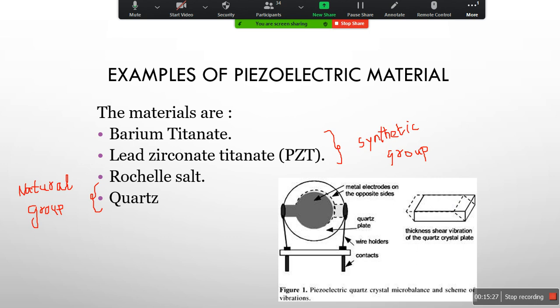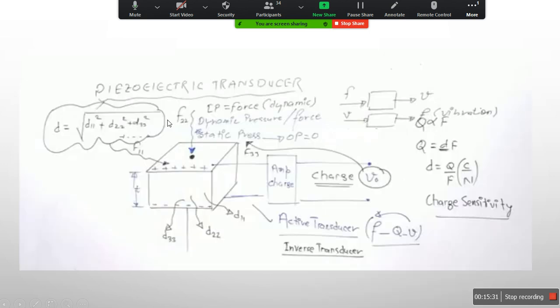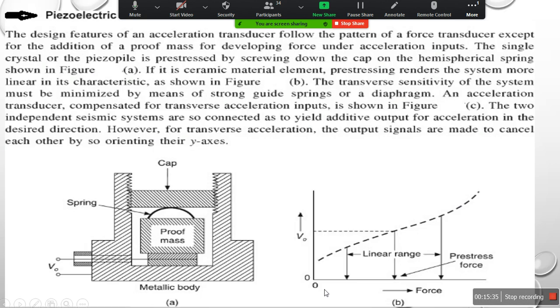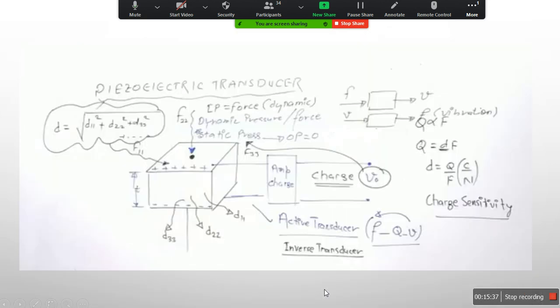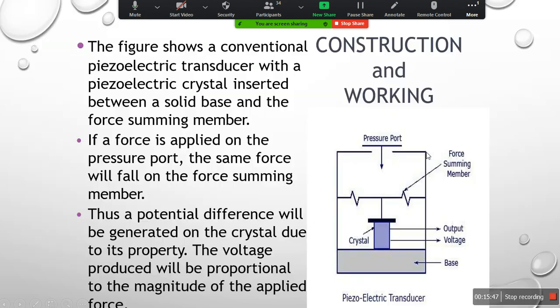If you can see, these belong to Rochelle salt and quartz belongs to the natural group, and all these belong to the synthetic group. And here is your description of the piezoelectric transducer. That means when force is applied, it is converted into voltage. Okay, and charge is directly proportional to F.